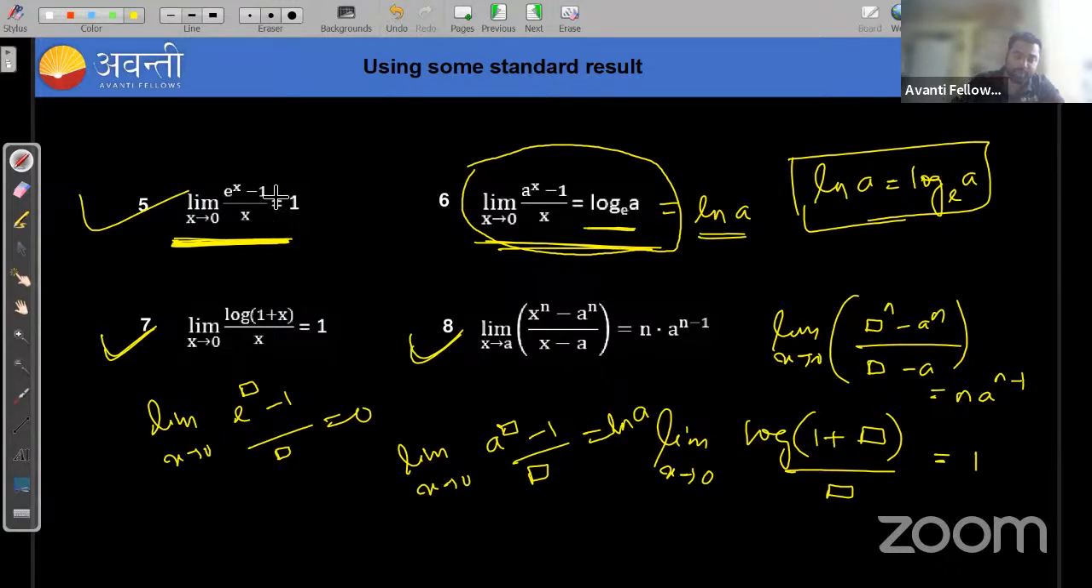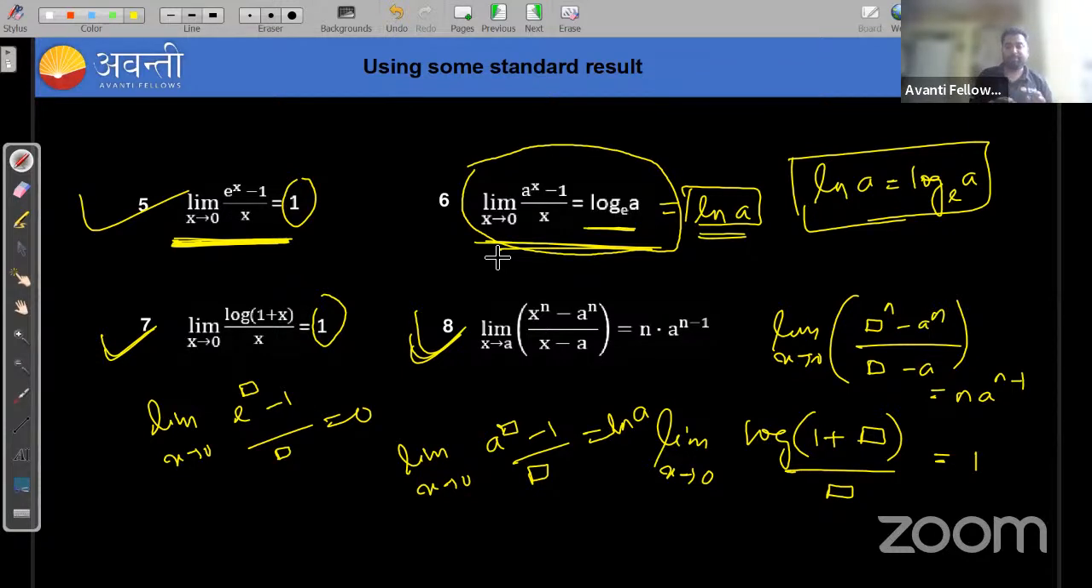कभी भी तुम्हारे पास when e raised to box minus 1 upon box है, तो ये 1 हो जाएगा. Log of 1 plus box upon box है, तो 1 हो जाएगा. And a raised to box minus 1 upon box है, तो ln a हो जाएगा. And if you have limit extending to a, x raised to n minus a raised to n upon x minus a, then it will be n into a raised to n minus 1.